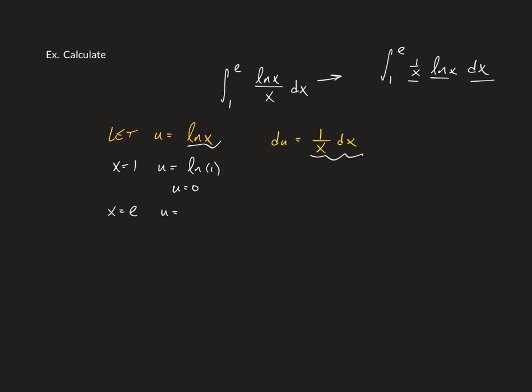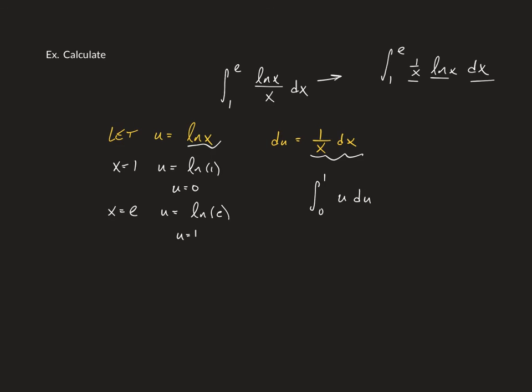0. Okay, and then if x equals e, then what is ln of e? So e to the power of what gives you e? E to the first. So when I rewrite my integral, I'm going to change my boundaries to go from 0 to 1, and my statement then is u du. Pretty simple.